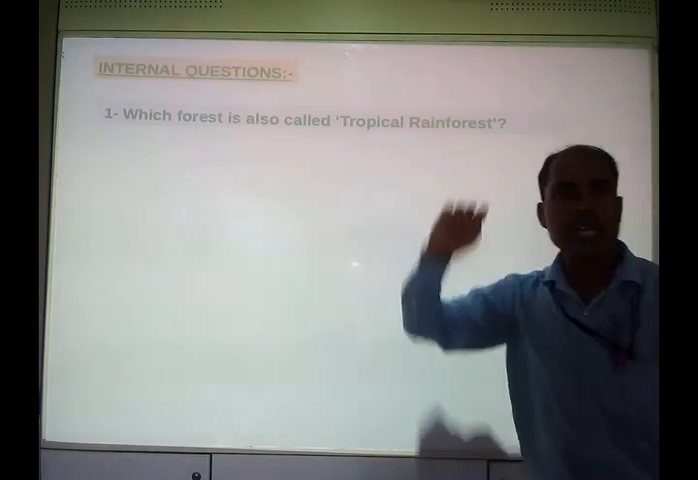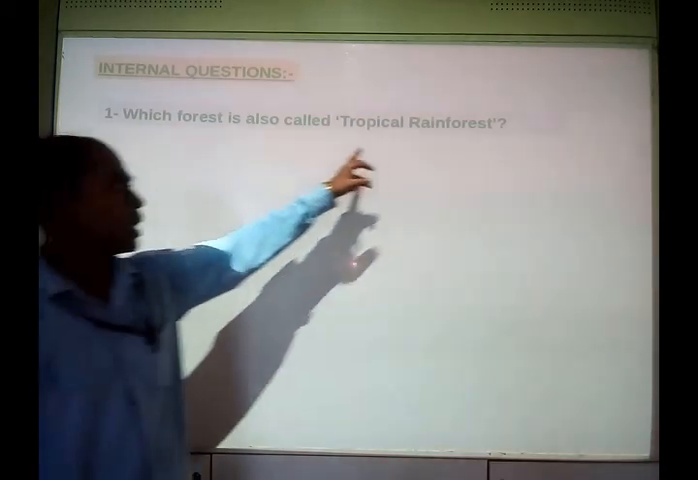Now, coming on to some of the additional questions, internal questions. Here comes the first question: Which forest is also called tropical rainforest? Okay, tropical rainforest. In the first characteristic of that forest, I have already mentioned. So it is tropical evergreen forest, also known as tropical rainforest, right? So tropical evergreen forest is the answer to it.